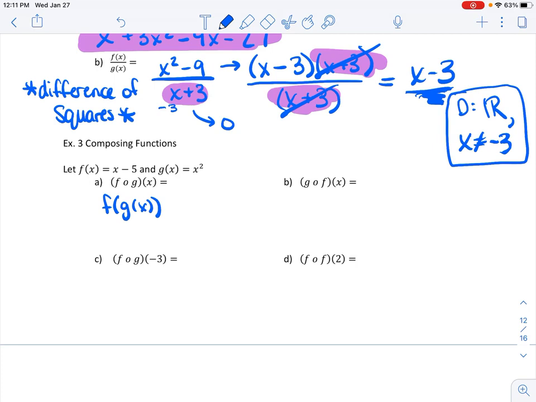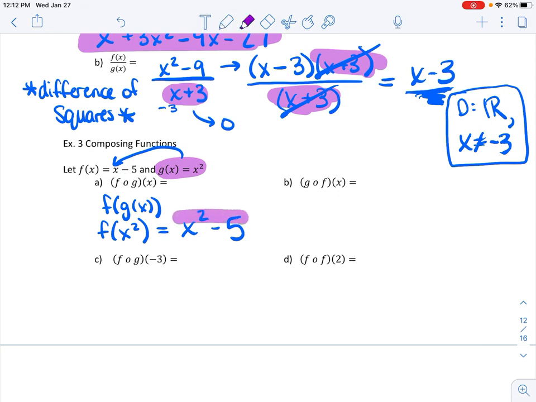So you are going to plug the equation for g of x into the x part of the f of x equation. That's all we're doing. So if g of x equals x squared, you can say f of x squared. And then plug x squared in. So our solution is x squared minus 5. And that is what f of g of x is for these specific expressions.